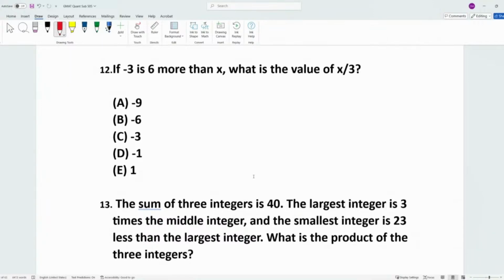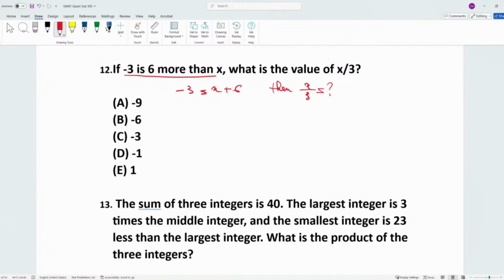Okay, our next question is, if minus 3 is 6 more than x, what is the value of x over 3? So mathematically, what this means is minus 3 is equal to 6 more than x. So it simply means that it's equal to x plus 6. So x plus 6. Then what is the value of x over 3?